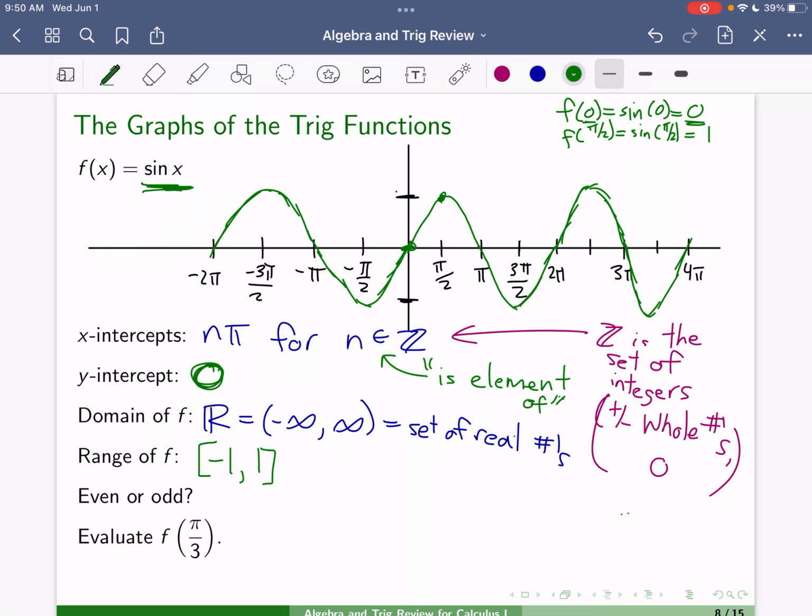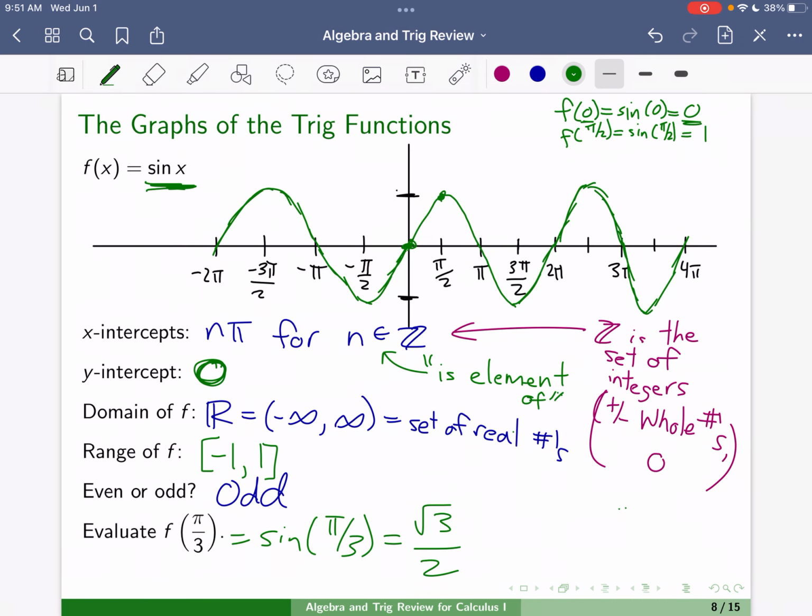As we mentioned in the last video, sine is an odd function. It's symmetric about the origin. And if we were to plug in pi over 3, this is the sine of pi over 3. Sine of pi over 3 is root 3 over 2. Great. So that's our graph of sine.